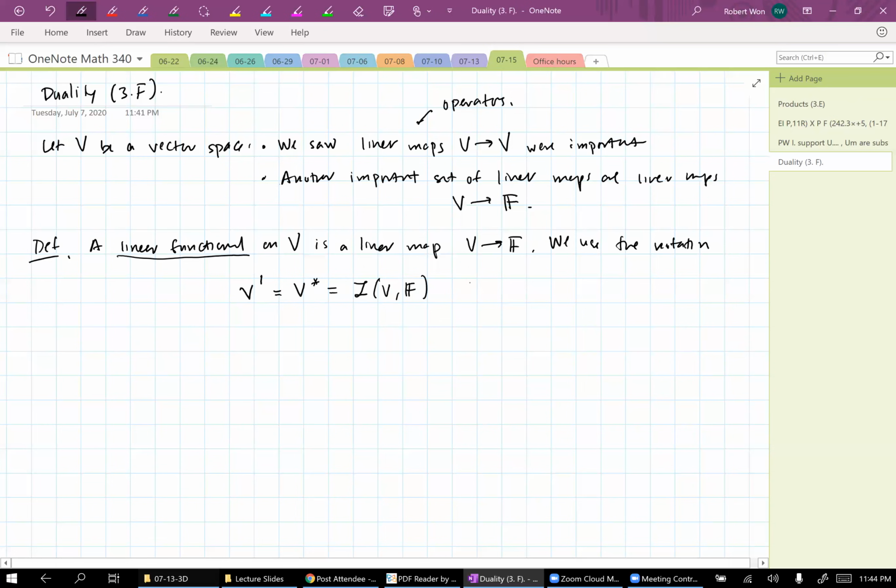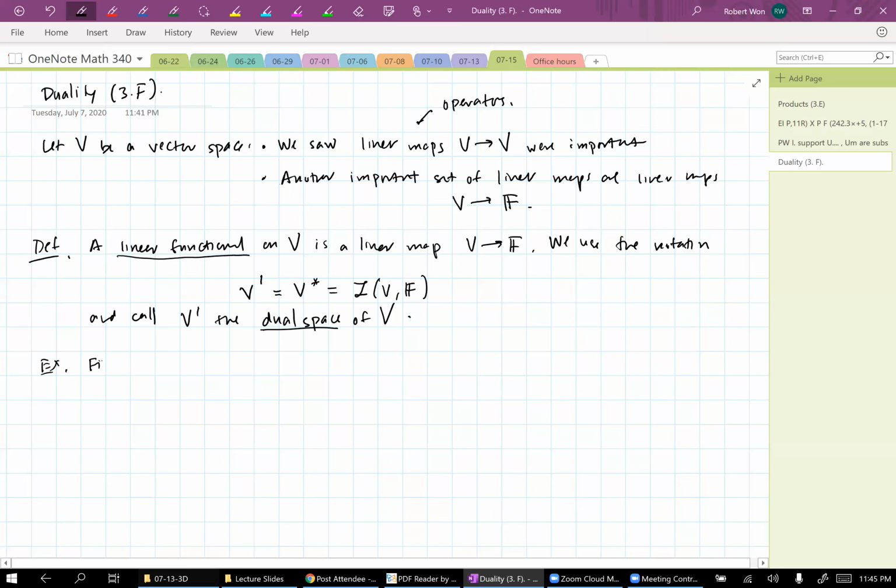And this is called the dual space of V. Okay, so this set of linear maps, that's what we call the dual space of V, or maybe you might call that V dual. Okay, so first things first, let's see some examples.